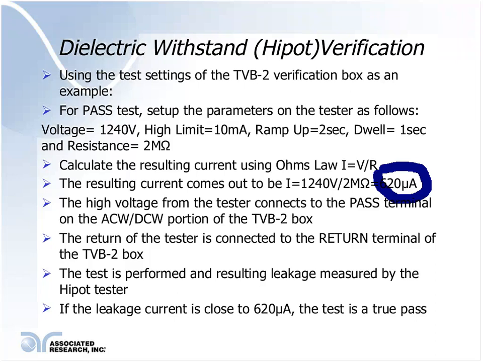Therefore, once we run this test using the tester, and if the tester measures a leakage which is close to 620 microamps, then this should result in a test pass. Similarly, the next test would be a fail test with the Hipot unit set to the same parameters as the pass test.